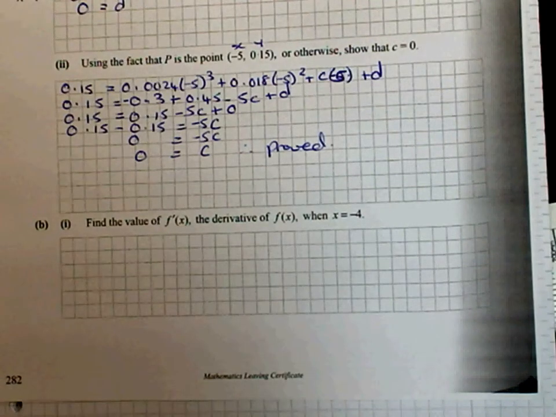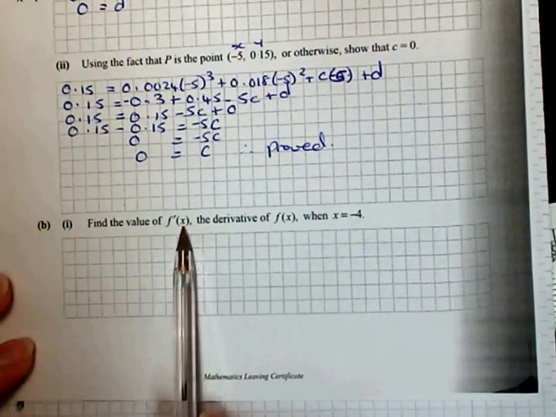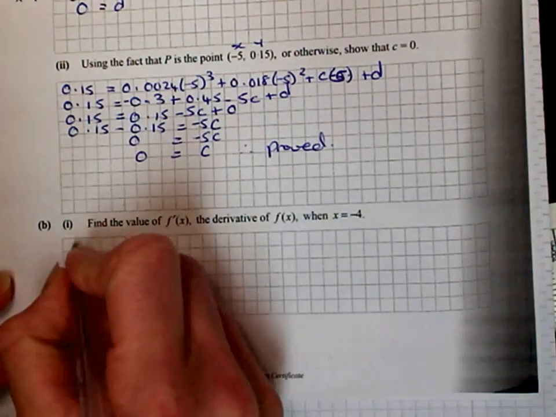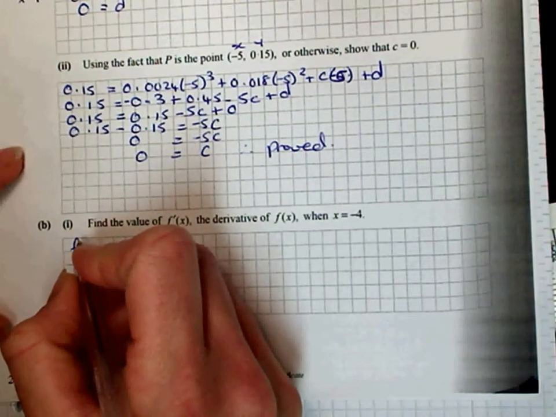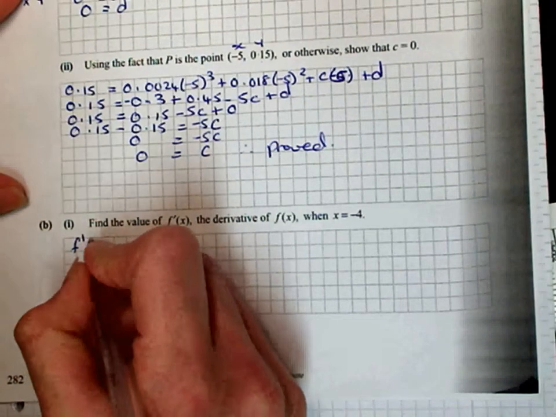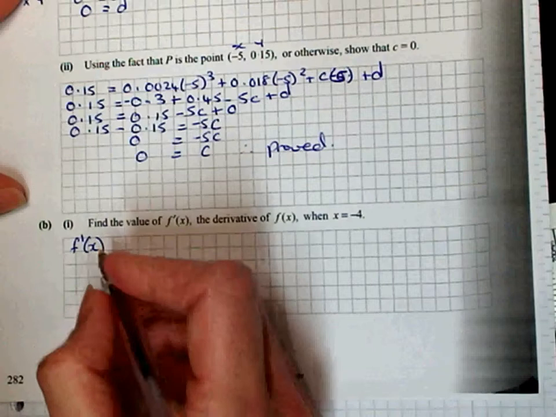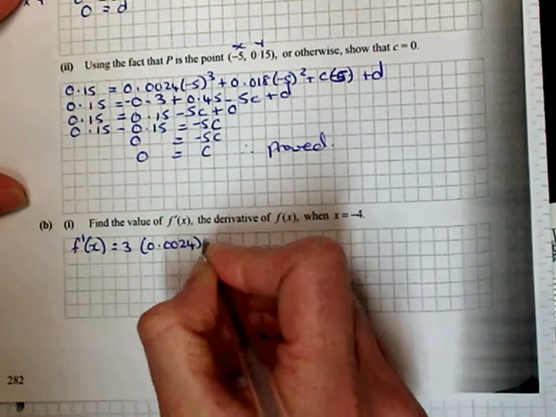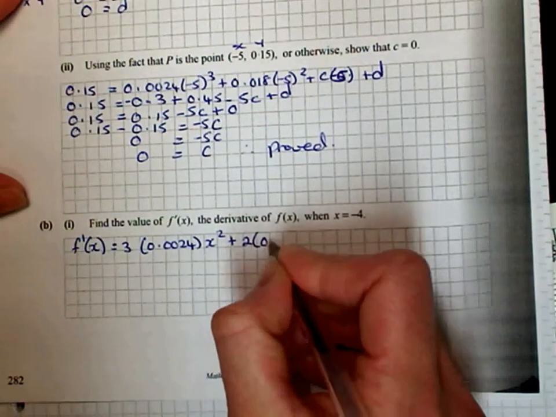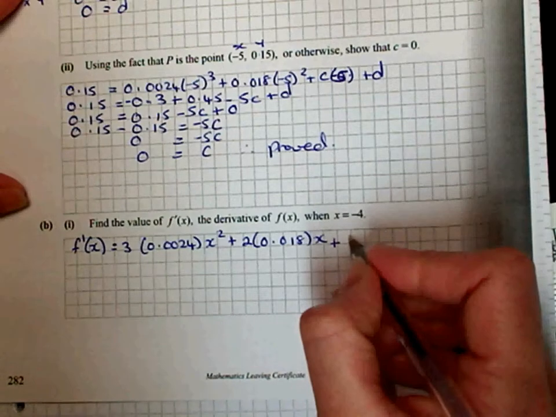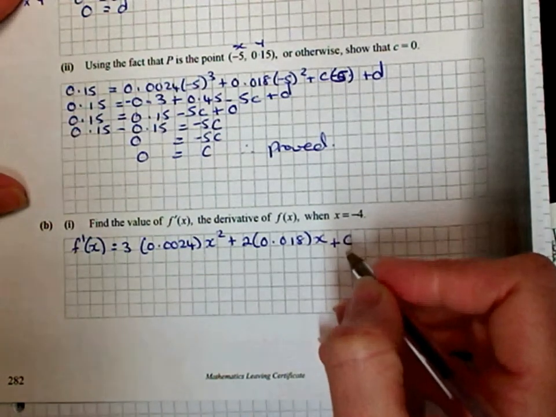So 2015, paper 1, question 7, B part 1. Find the value of f dash of x, the derivative of f of x at x equal to minus 4. So f dash of x, differentiate. So we have our function, which is f of x is equal to 0.0024x cubed and so on. So f dash of x is going to be 3 by 0.0024 by x to the power 2, plus 2 by 0.018 by x, plus, when you differentiate cx you get c, and when you differentiate d you get 0.